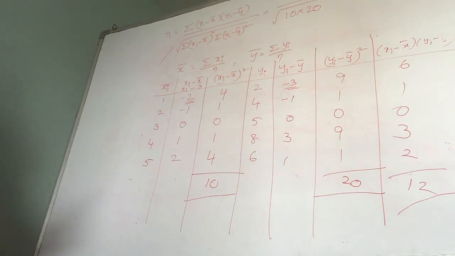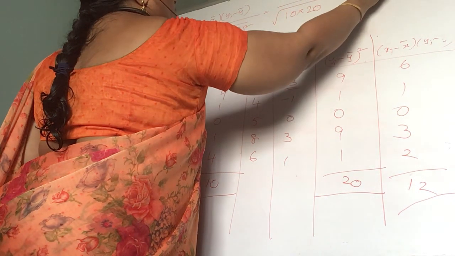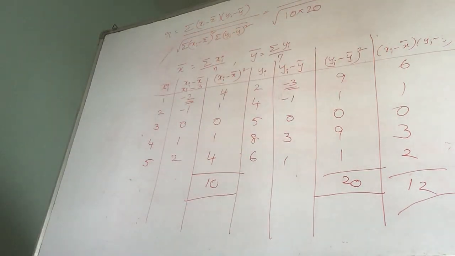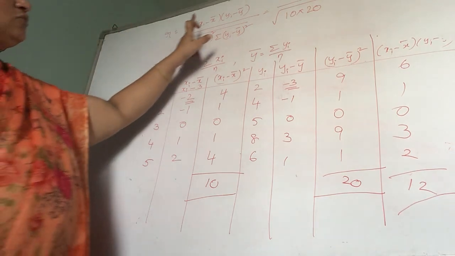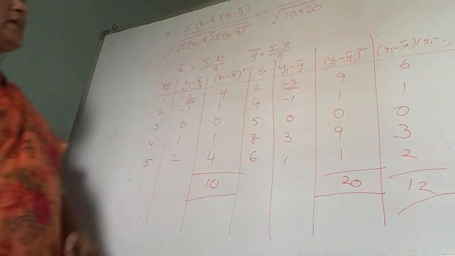What value do you get? By using a calculator, we find these calculations: 12 divided by square root of 200. So we get 0.8485. Okay, this is the small r value. This small r is the coefficient of correlation, and this value is equal to 0.8485.